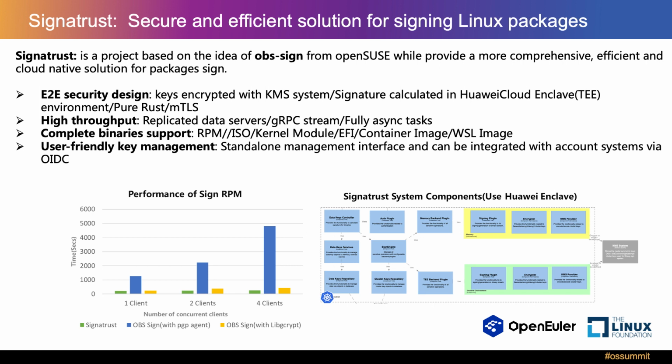So it can provide a much more comprehensive, efficient and cloud-native solution for package signing, which is more suitable for our scenarios. We have done some performance tests, and according to the results, our new design is much more efficient, and we are using it in openEuler infrastructure. I'm not going to go through all the details, but you can contact our infra team if you would like to know more.